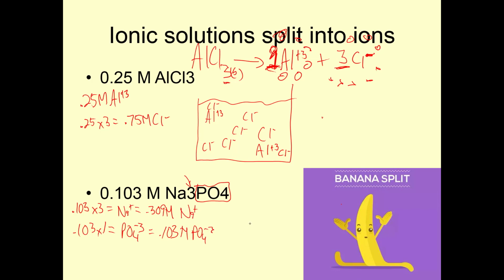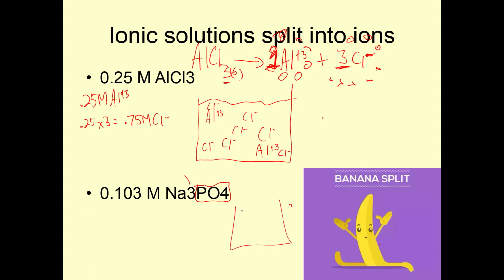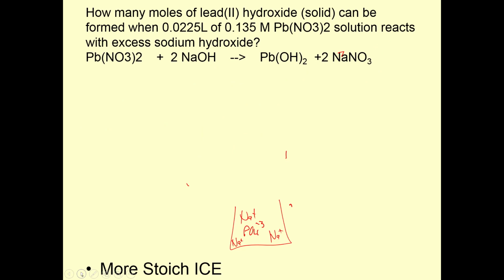So notice how the concentration of those ions would change. Up here, remember I had 3 Cl's for every 1 Al. Here I'm going to have 3 Nas for every 1 phosphate. So if I were to draw a picture of it, it'll be really simple for this one. I'm going to have Na positive, PO4 negative 3. Notice how that stays together. Na positive is drawn separately. I did not show the water in there, but believe you me, that water's in there.